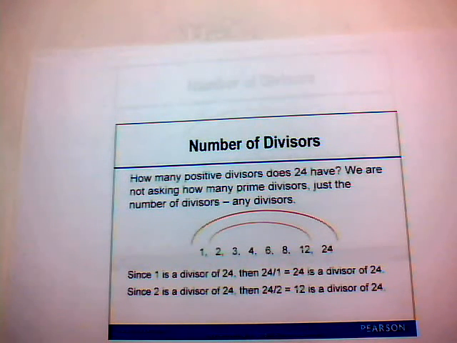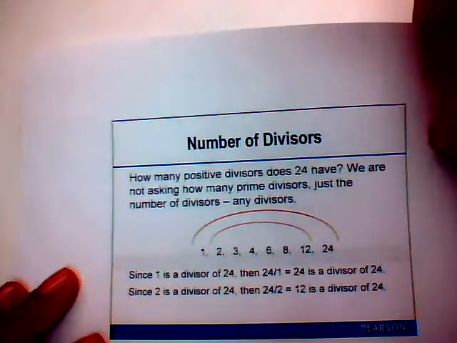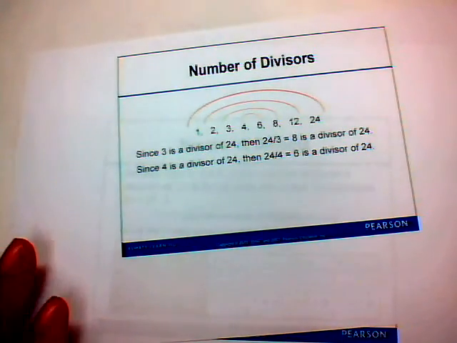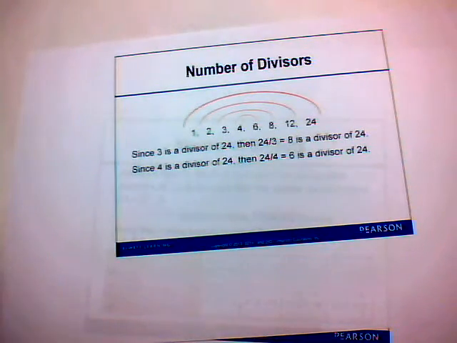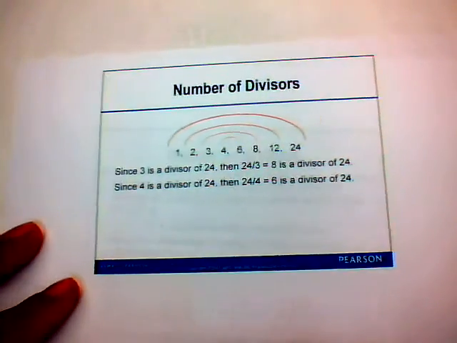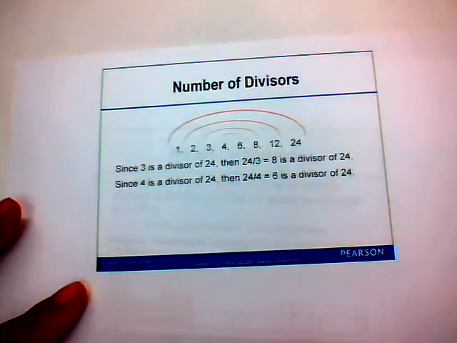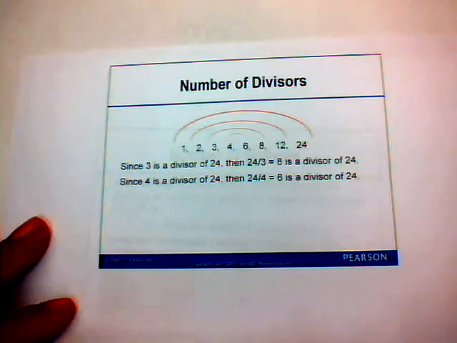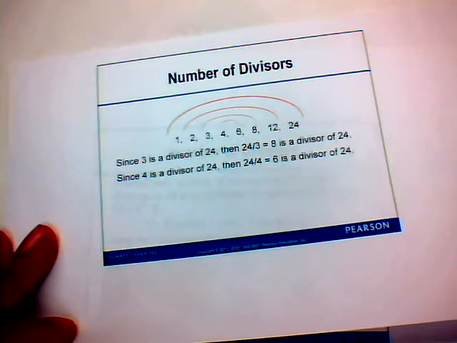That means that 24 divided by 2 is 12, so that means 12 is a divisor of 24. 3 is a divisor of 24, meaning 24 divided by 3 is 8. So 8 will be a divisor of 24. And 4 is a divisor of 24. That means that 24 divided by 4 is 6, which is a divisor of 24.